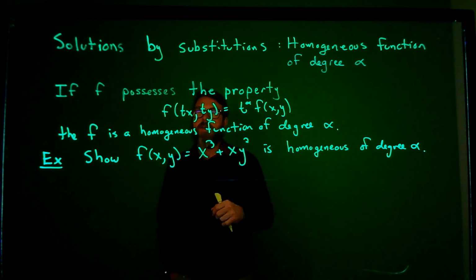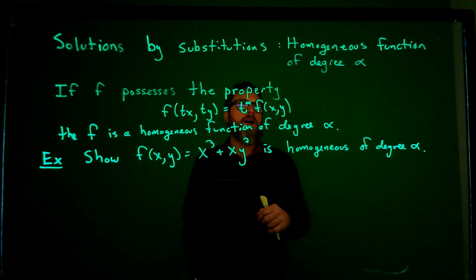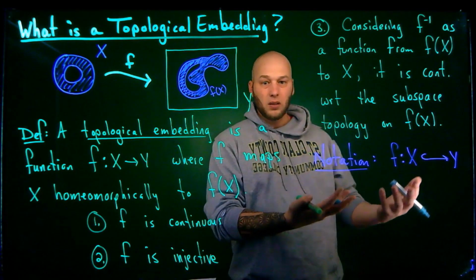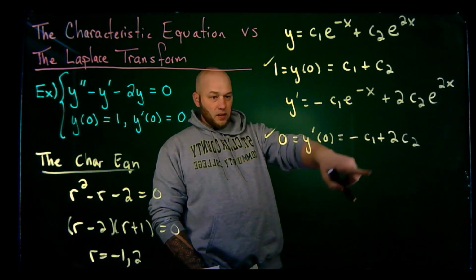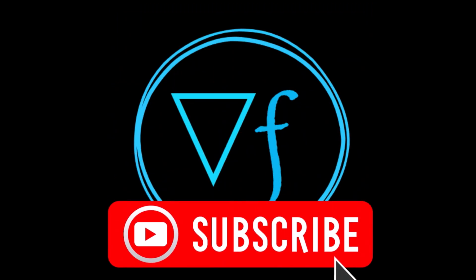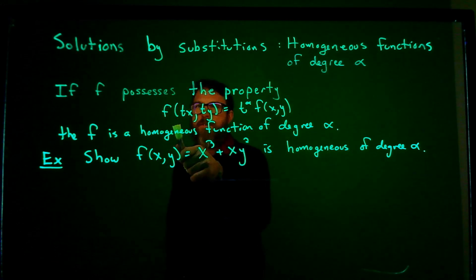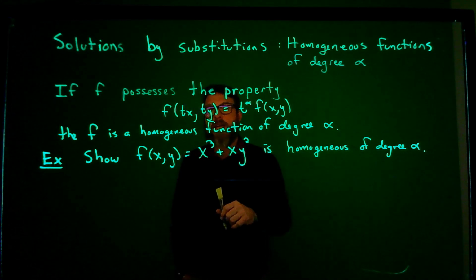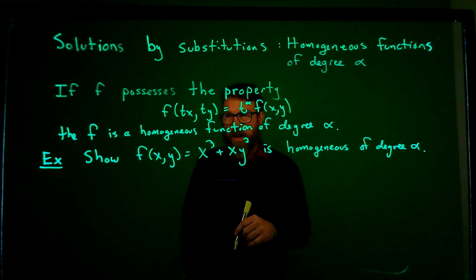I'm Professor Van Hamlin, and I'm going to cover solutions by substitution and, more specifically, homogeneous functions of degree alpha. If f possesses this property, f evaluated at tx comma ty is equal to t to the alpha times f of x comma y, then f is a homogeneous function of degree alpha.